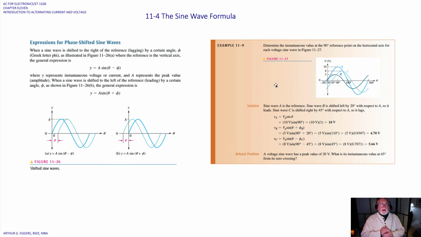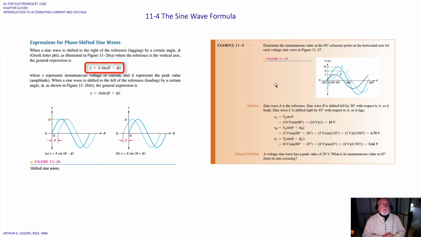So let's get back to the sine wave formula, expressions for phase shifted sine waves. With this formula, we can calculate things like the amplitude of a phase shifted signal, because we can take the difference or the sum of the waveforms and calculate the magnitude, in this case the value y.